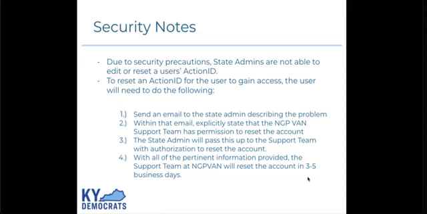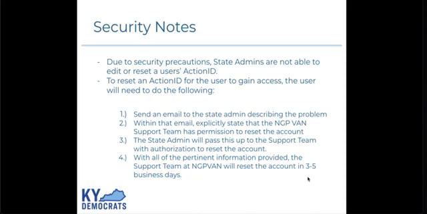And to make that as easy as possible, the best way is to send an email to votebuilder@kydemocrats.org that does the following things. When you're sending the email, you need to describe the problem. Hey, I got a new phone and a new phone number, couldn't carry the two-factor over, or my two-factor was a text, and I've changed my phone number, so I can't get those anymore. And after describing that problem, you need to explicitly state that the NGP VAN support team has permission to reset the account.